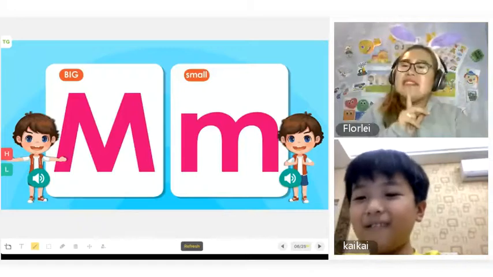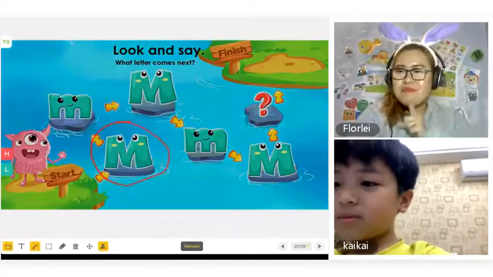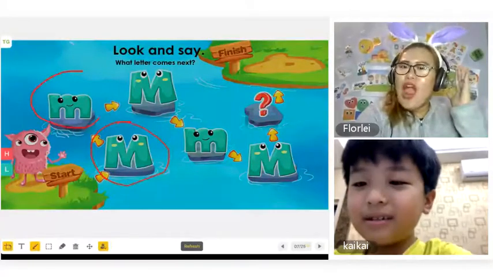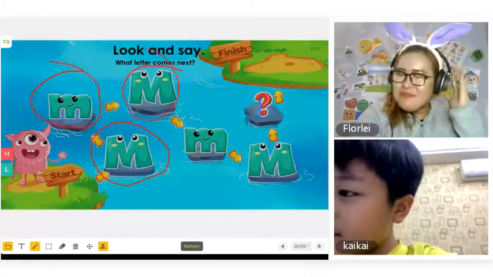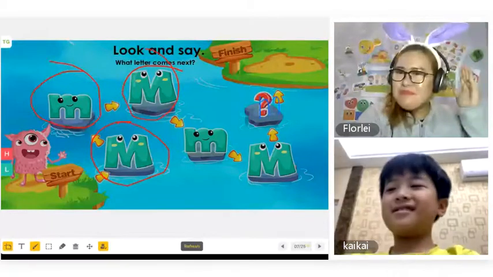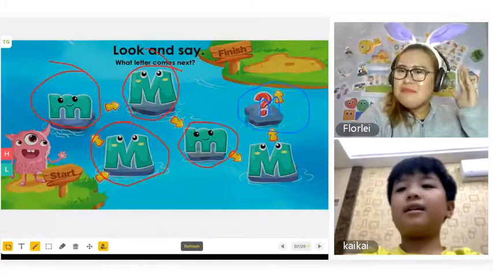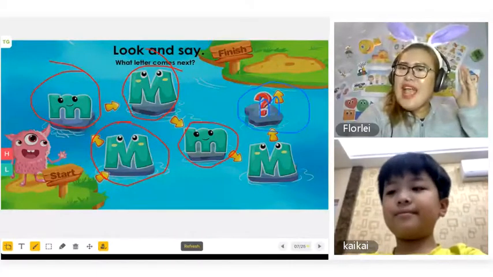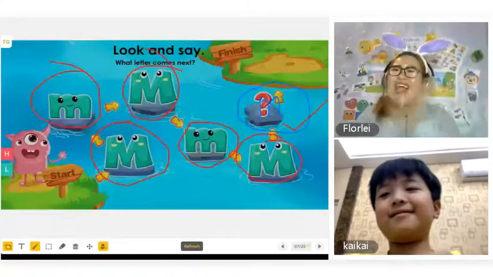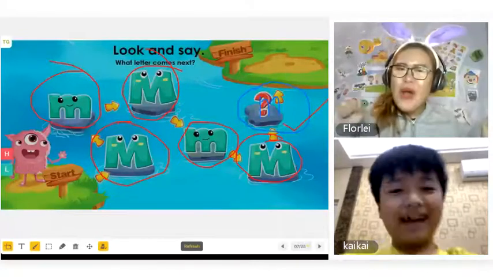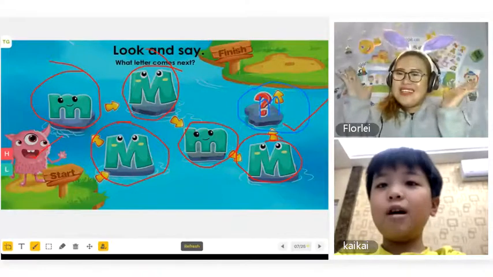Wow. Look and say. Big M. Small M. Big M. Small M. And you were correct. That's a star for you, Kai Kai. It's a small M. M. And what is this? What's this? Monster.